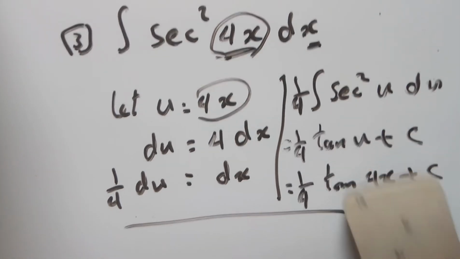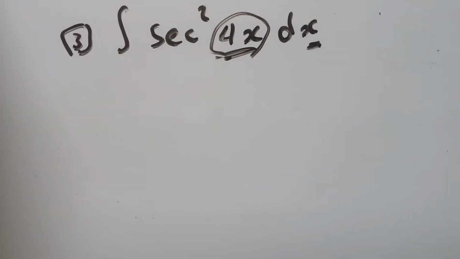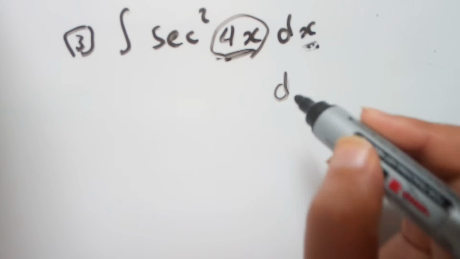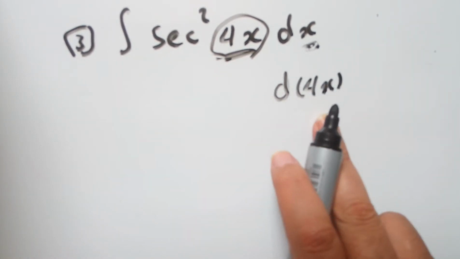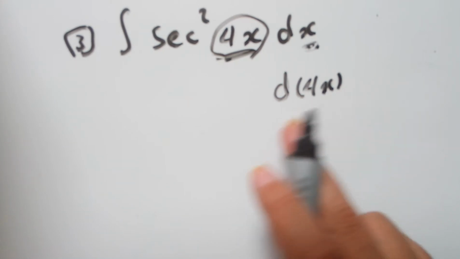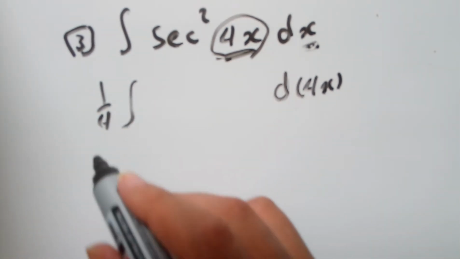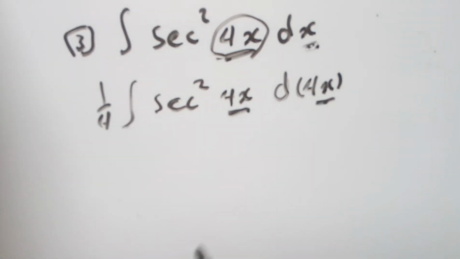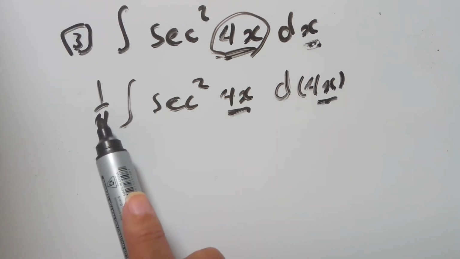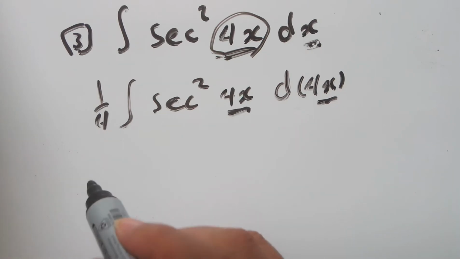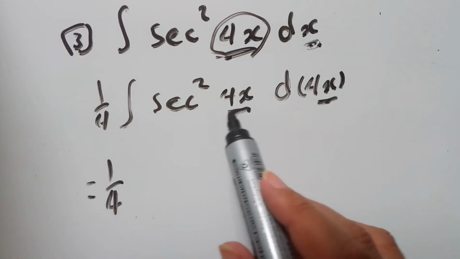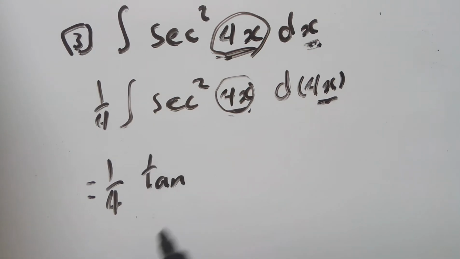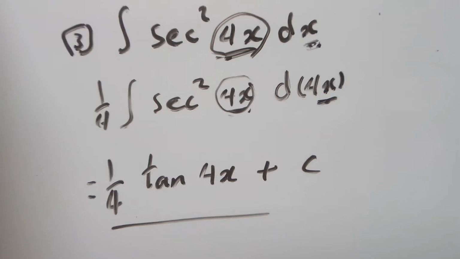Or you can solve it directly here. Here you have 4x, then here we have 4. We want to change x to 4x. Then what is the derivative of 4x? The differential of 4x is 4. Then you will divide by 4. Secant square 4x, now 4x is like 4x. The differential of 4x is 4. 4 divided by 4 will be 1. Then you will multiply by 4 here and divide by 4 here. Then now you can apply the rule. It will be 1 over 4 secant square u du. Okay? This function is like this function. Then it will be 1 over 4 tangent 4x plus the constant of integration.